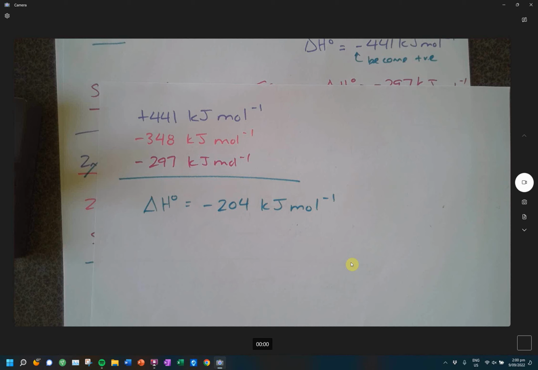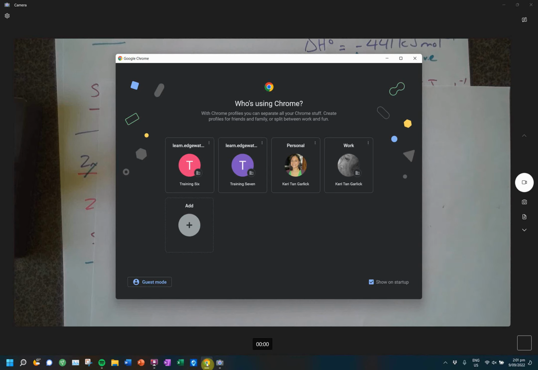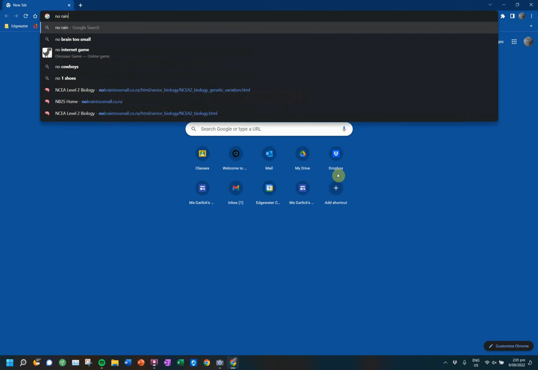Do you guys feel like you need another example? Kind of? Yeah. All right, let's look at No Brain Too Small. I'll pull up a question from there. And you wanted to show us what it looks like on the exam. Yeah, I can pull that up too. I was going to just look it up so I didn't have to keep flicking back and forth between screens, but if you want, I can show you what those calculations look like.